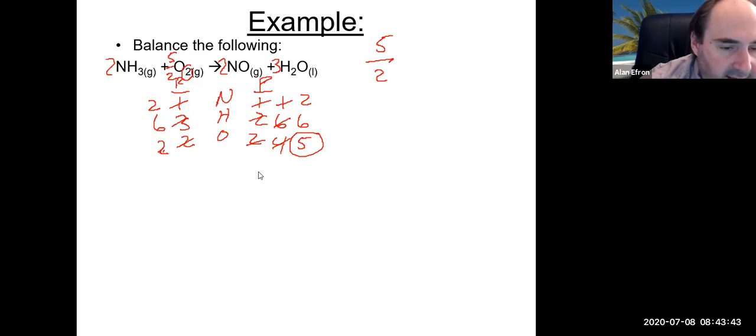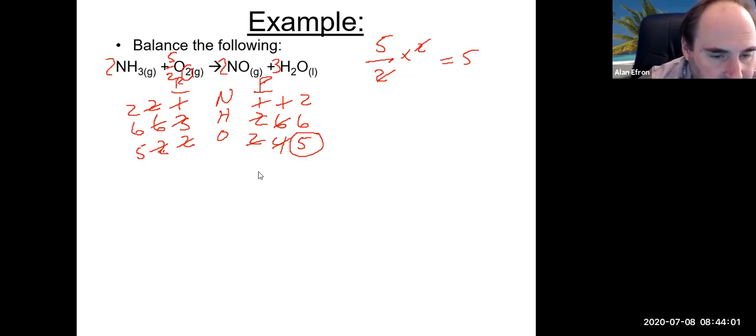And when we do that, again, gives us 2 nitrogens, 6 hydrogens, 5/2 times 2. 2's cancel, right? Gives us 5. As we talked about, although we are balanced technically at this point, this is not the correct way to do it because we still have a fraction. So everybody needs to be whole numbers here. So in this case, we need to multiply everything by the denominator, which is 2.